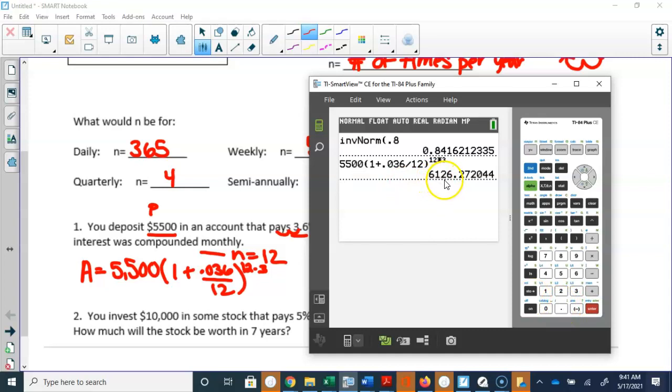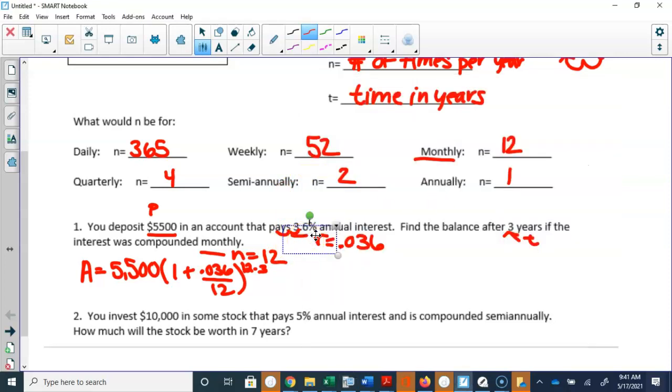We have $6,126.27. We're going to round to the nearest hundredth, okay? $6,126.27. I believe it's 27. Let's double check again, yes.